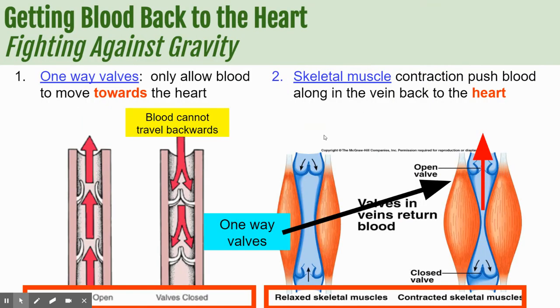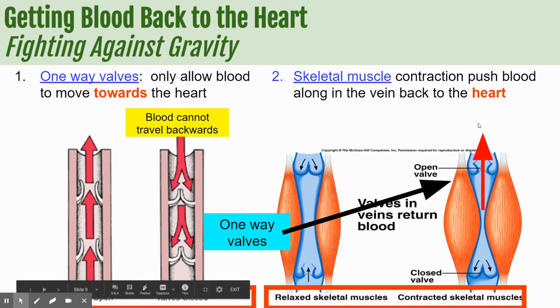Here's the great picture. There's a diagram of how the one-way valves work. Any blood moving backwards or coming back down towards your feet actually helps close those valves, so it gets stuck here. And then the muscles squeeze that valve and smoosh that blood back up towards the heart.